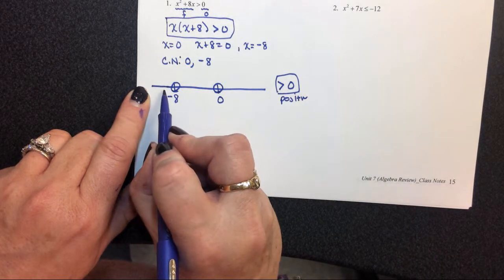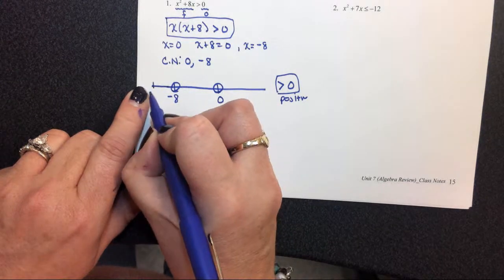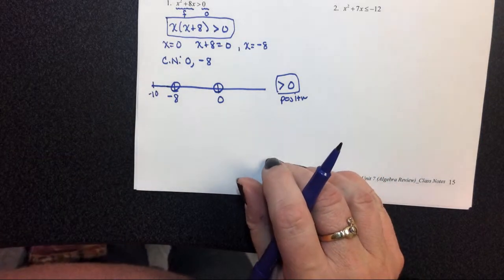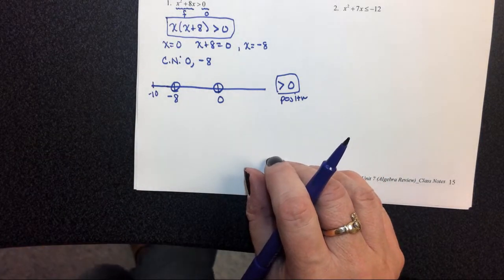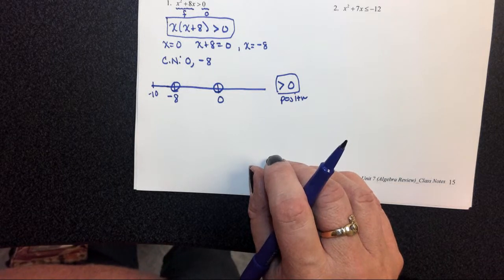So let's start with numbers less than negative 8. Give me any number less than negative 8. Negative 10. Could I have chosen negative 9? Yes. Could I have chosen negative 11? Yes. Any number less than negative 8. Never use a critical number, however, to plug in.